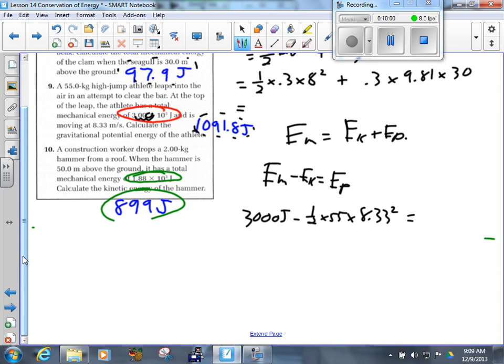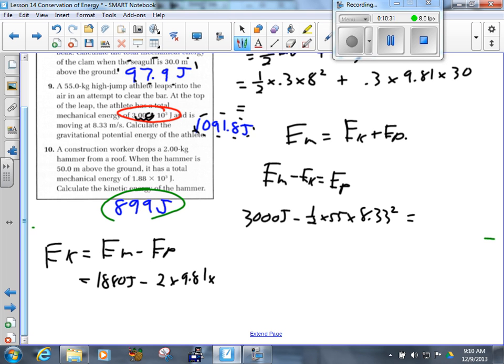And then for number 10, like we said, if we want to calculate EK, well, EK is going to be the mechanical energy minus the potential energy, similar to what we did in the last question. So our mechanical energy is 1.88 times 10 to the 3, so that's 1880 joules, minus the mass, which is 2 kilograms, times 9.81 times the height, which was 50 meters.